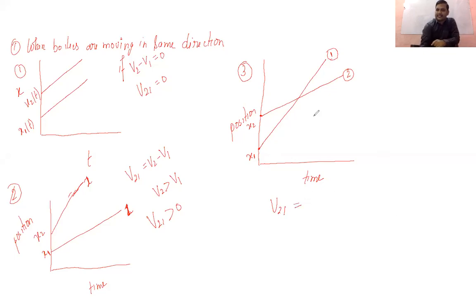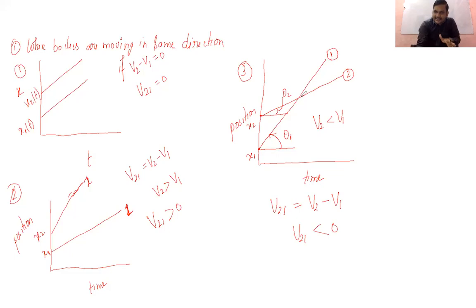You can see the velocity of 2 is lesser than v1, because of the slope of this graph. Let's say this slope is theta 1 and this slope is theta 2. Which one is lesser? Theta 2 is lesser. Velocity is greater for the one with the greater slope. So if we write v2 minus v1, it will come out negative. You can write v21 is less than 0.